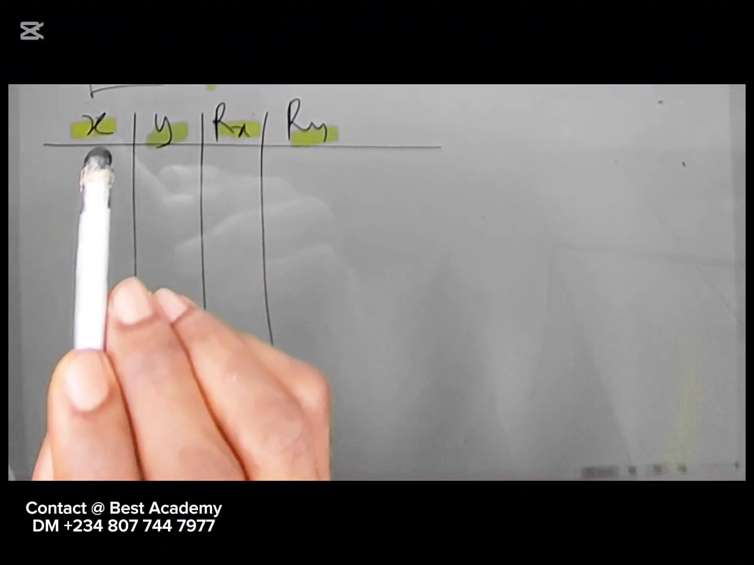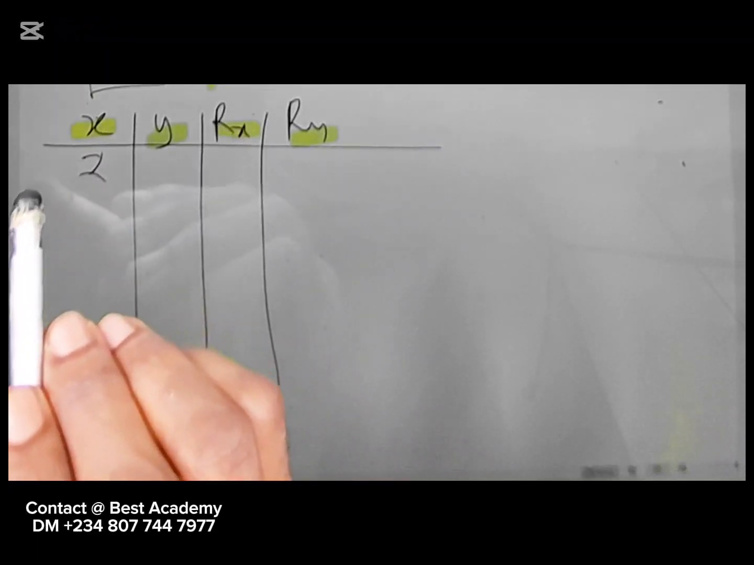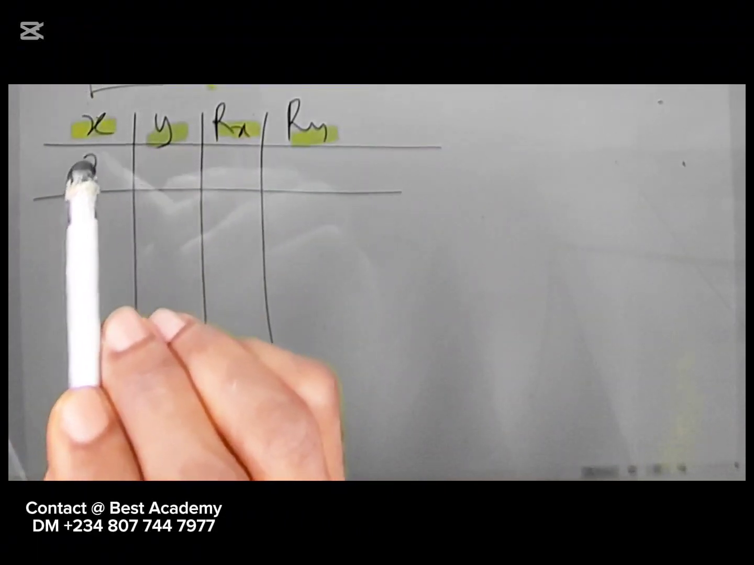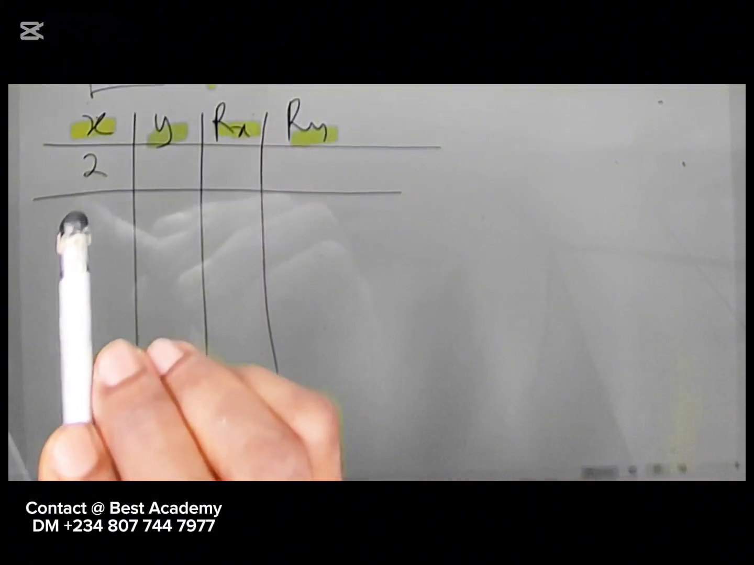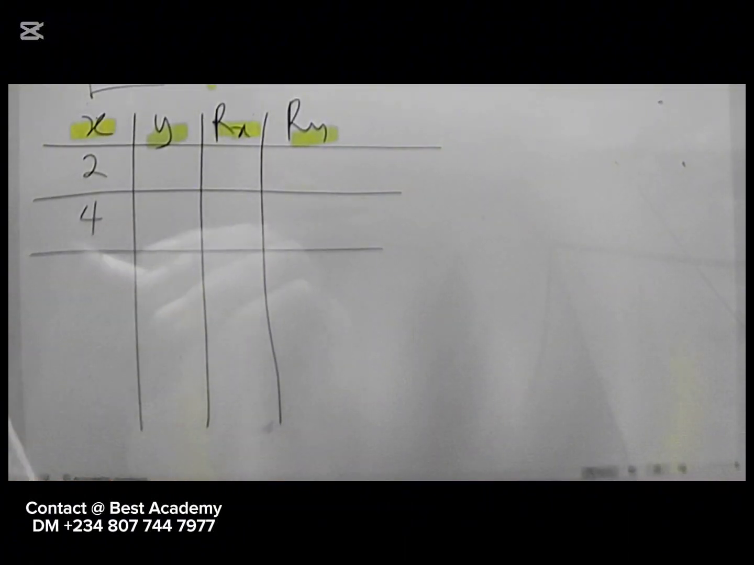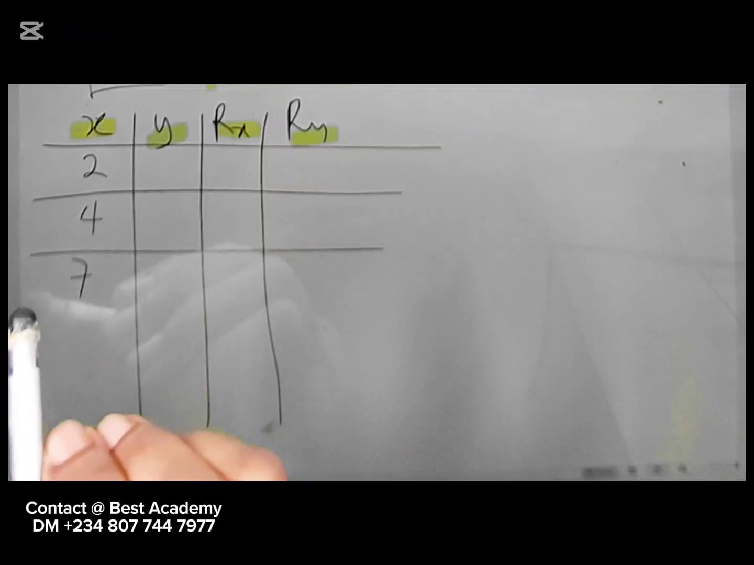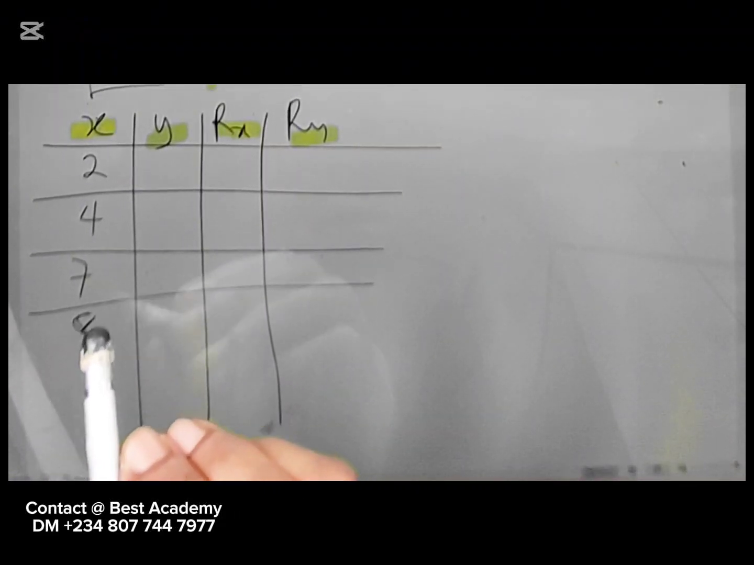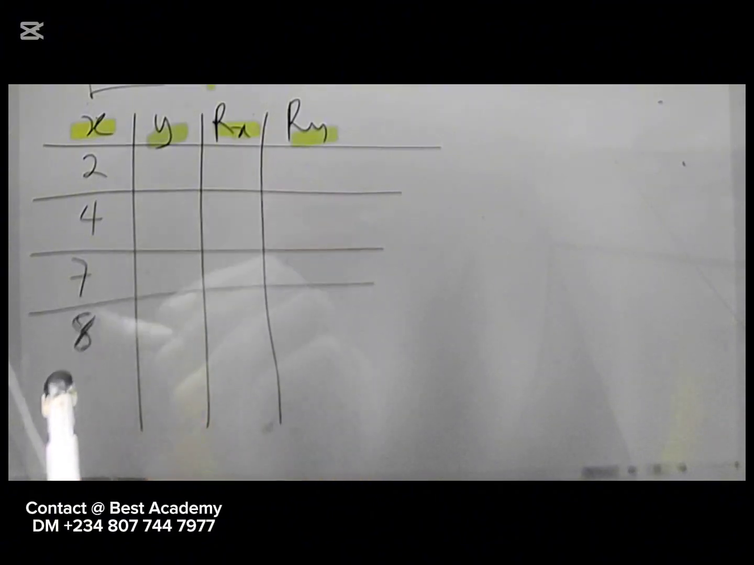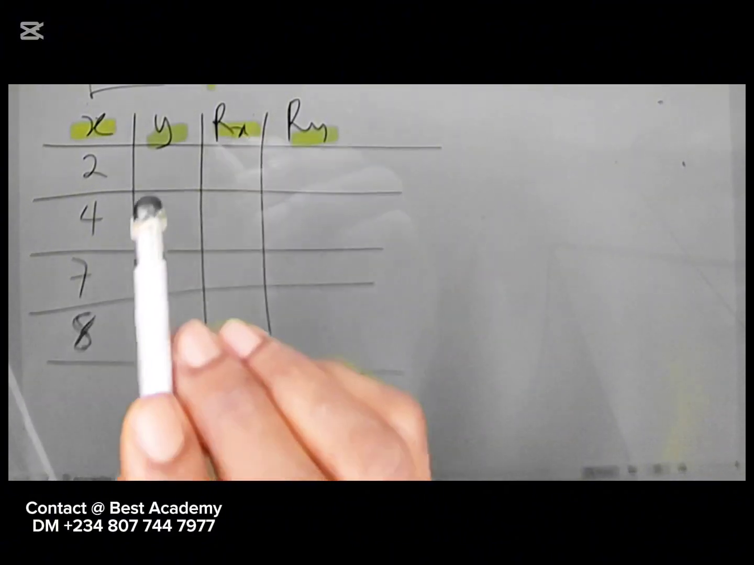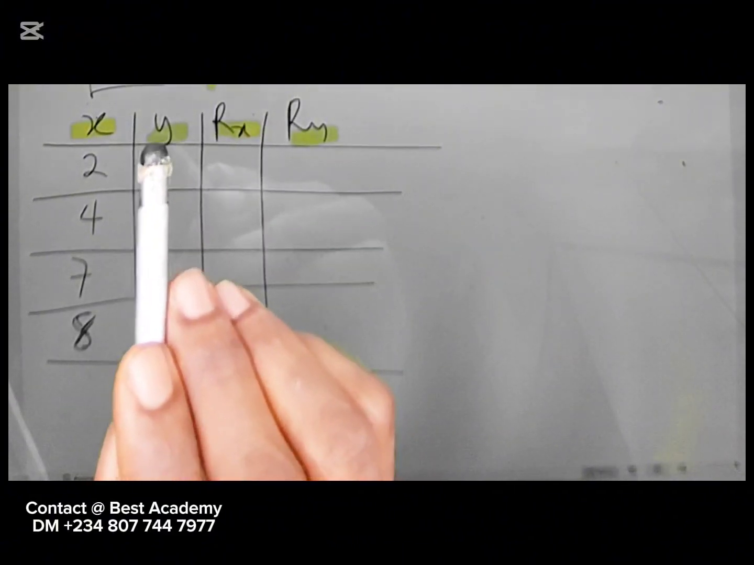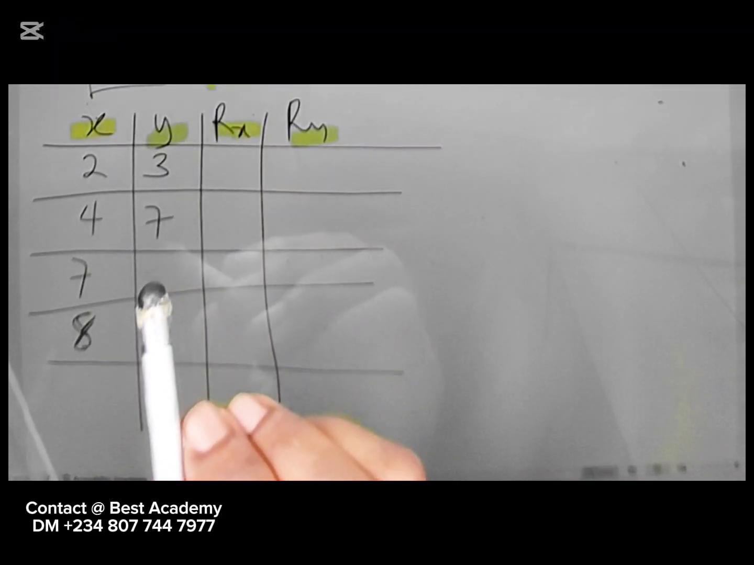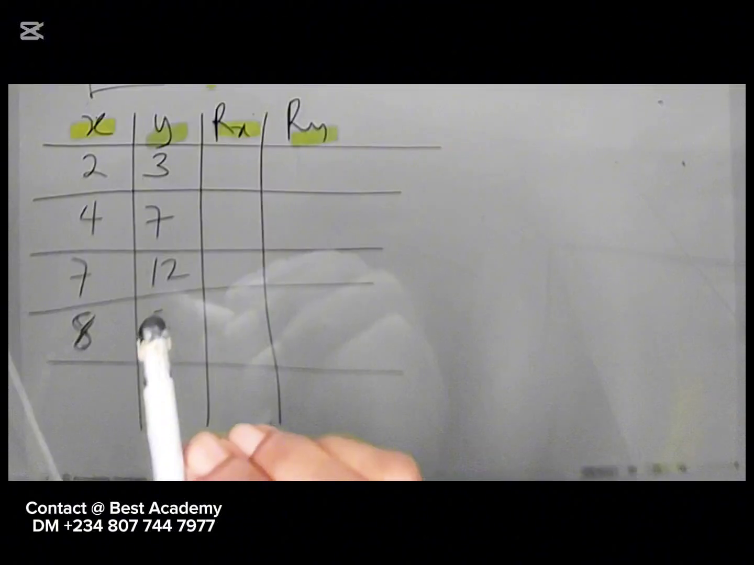We have this to be 2. There are the values of S. This is 2. Let me make it clearer. This is 4. This is 7. This is 8. Okay. Now in terms of Y, this is 3. This is 7. This is 12. This is 7.